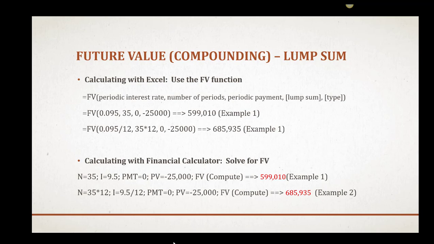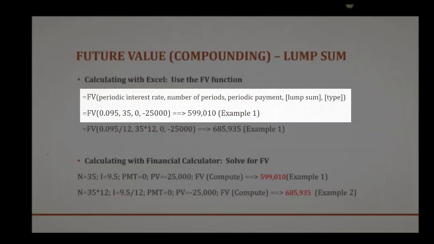So let's just look at this, and then we'll do it in Excel. The periodic interest rate in the first example was 9.5%, so that's an annual rate. The number of periods would be 35 for the years. The periodic payment in this case is 0. And in the lump sum, we're going to need to stick in a number here. And I've put in a negative 25,000. The negative denotes the direction of the cash flow. A negative cash flow is one that we are investing.